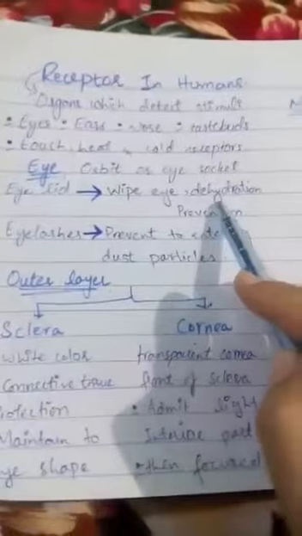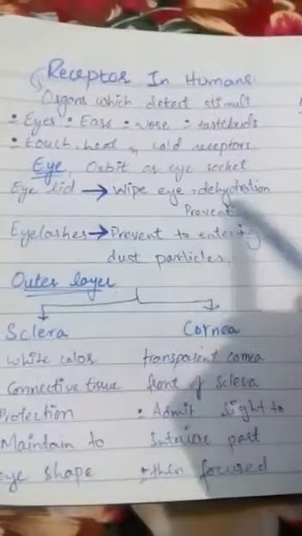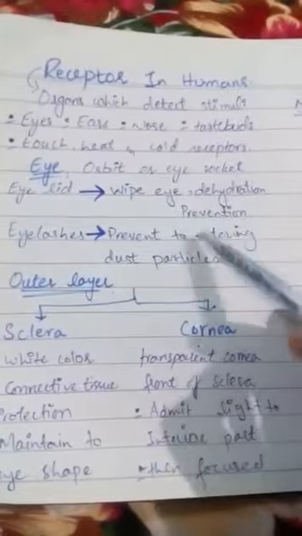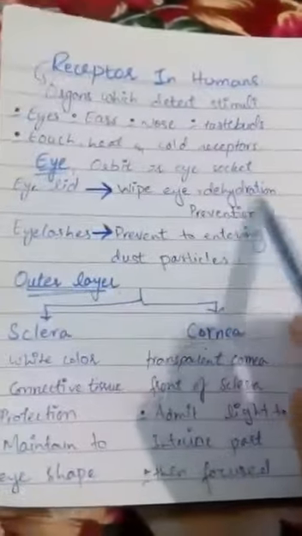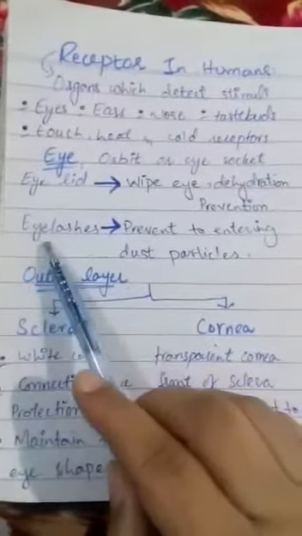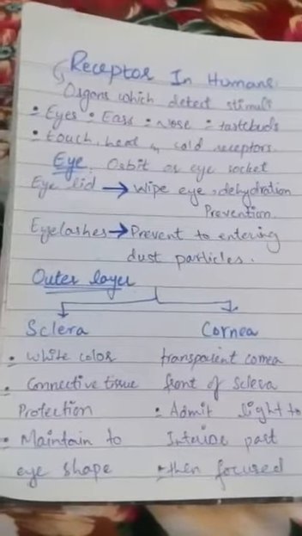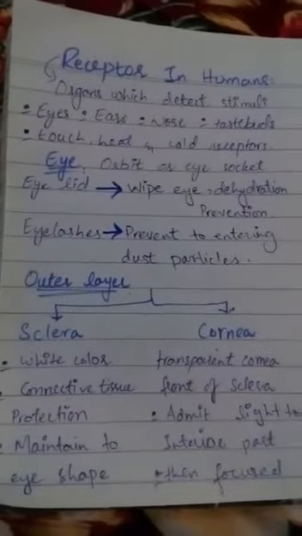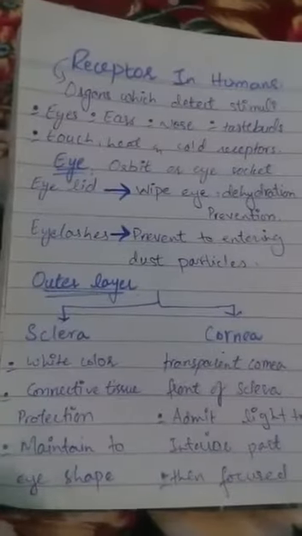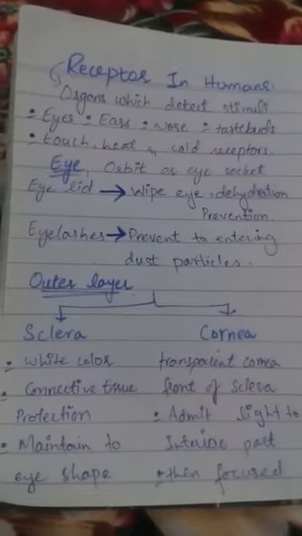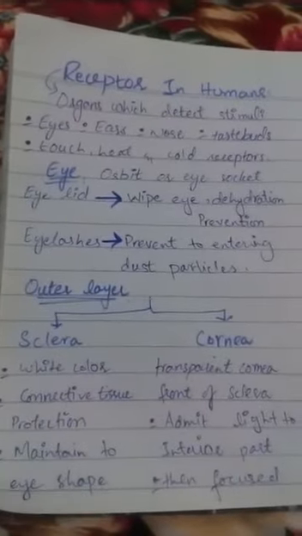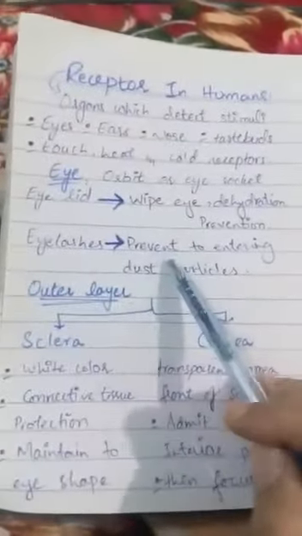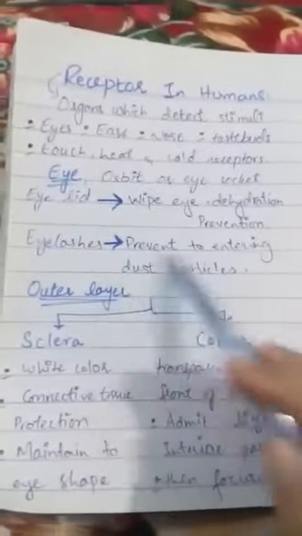Whenever you see the word dehydration, it always means loss of water. Eyelids prevent dehydration, so they are an important component. And then the eyelashes. When we close our eyes, the eyelashes face towards the outside environment. So when we close our eyes, the eyelashes prevent different types of dust particles, small insects, and bacterial infections. These eyelashes help to prevent bacterial infections and dust particles from entering the eyes.